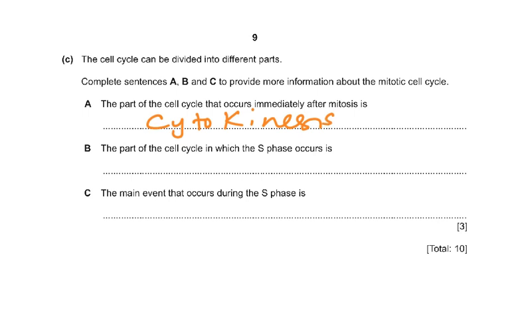The part of the cell cycle in which the S phase occurs is interphase. The main event that occurs during the S phase is DNA replication. This was easy.